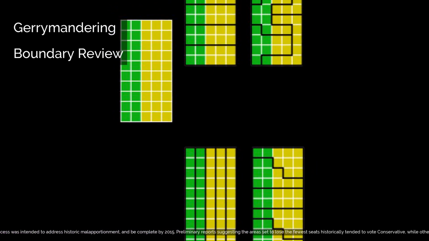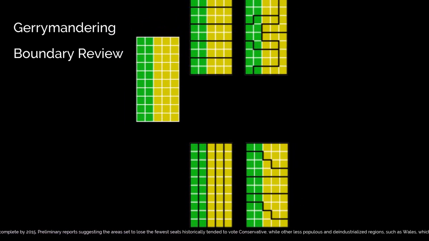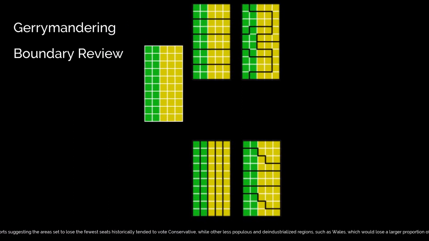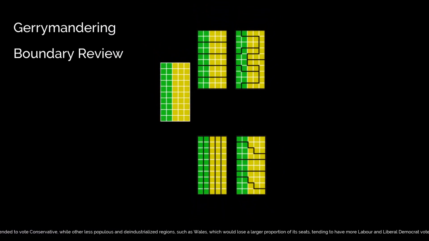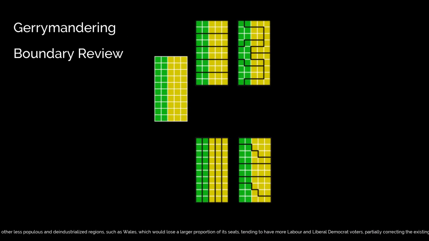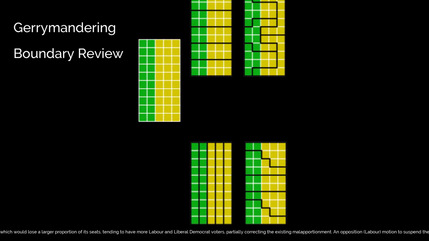Preliminary reports suggested the areas set to lose the fewest seats historically tended to vote Conservative, while other less populous and deindustrialized regions, such as Wales, which would lose a larger proportion of its seats, tended to have more Labour and Liberal Democrat voters, partially correcting the existing malapportionment.